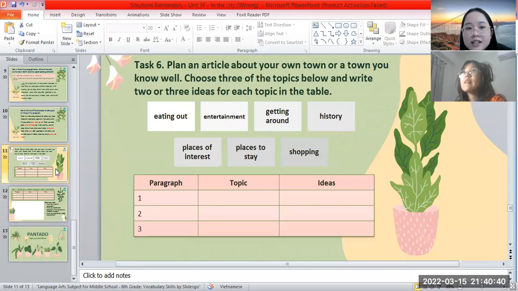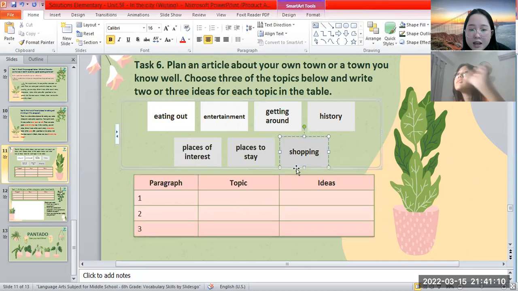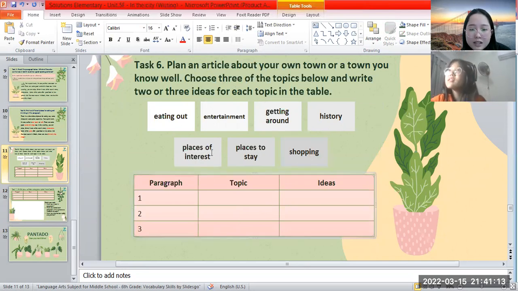Now we're going to move on to planning an article about your own town or a town that you know. Your article should have 3 paragraphs, and each paragraph will have 1 topic. For example, the first paragraph you can choose entertainment, the second shopping, and the third places of interest. For each topic you will create some ideas to support it.